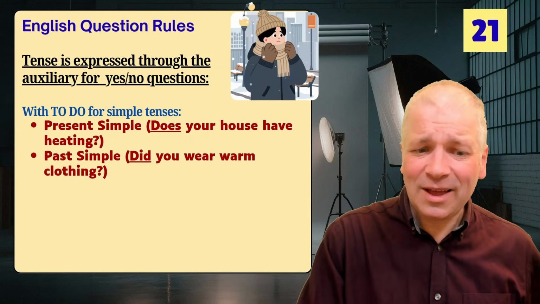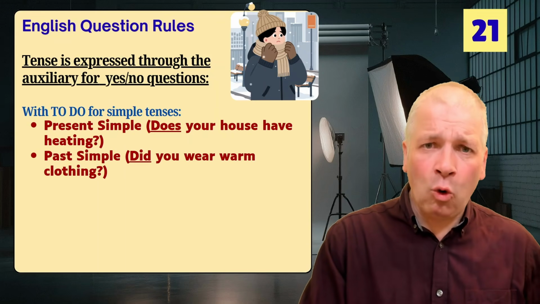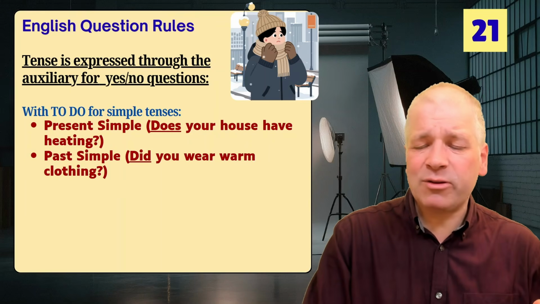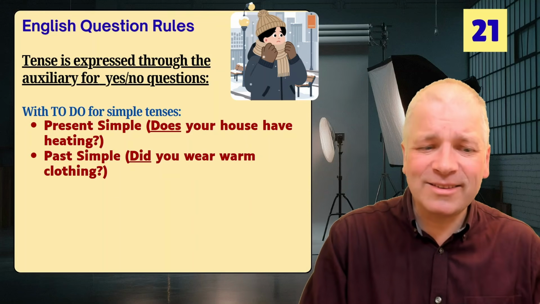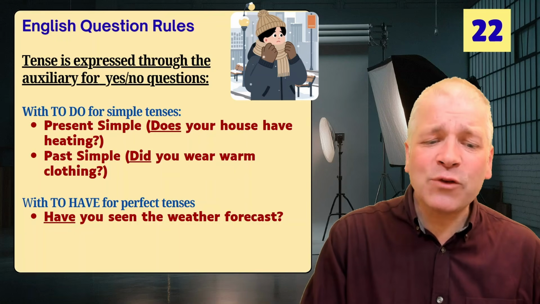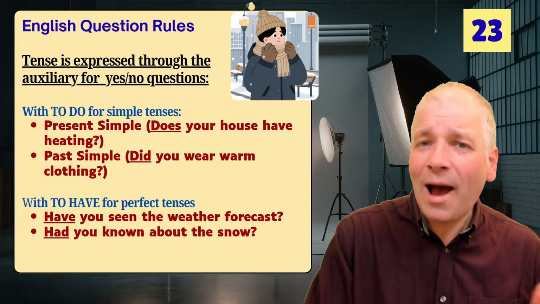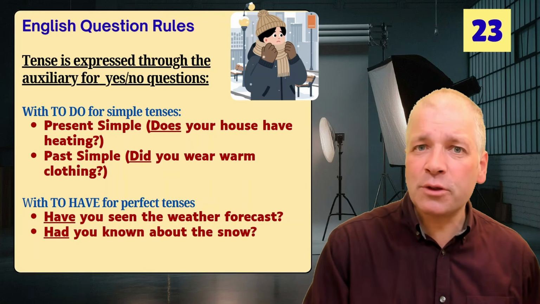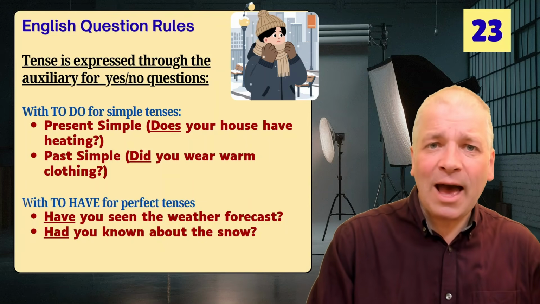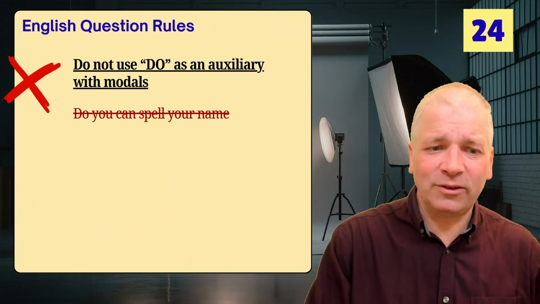With the past simple, did you wear warm clothing? So wear stays as the infinitive, tense changes on to do into the past did. With to have, we may say, have you seen the weather forecast? Or had you known about the snow? So had is the past perfect and have is the present perfect.